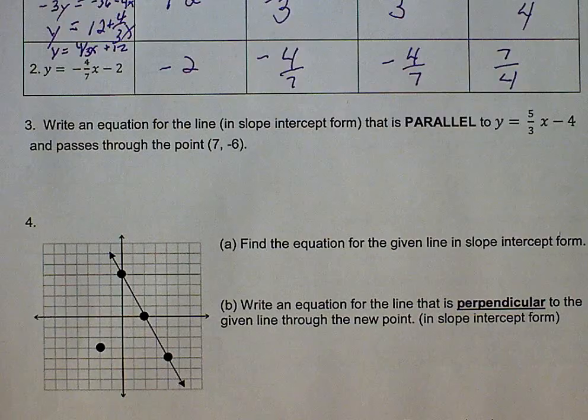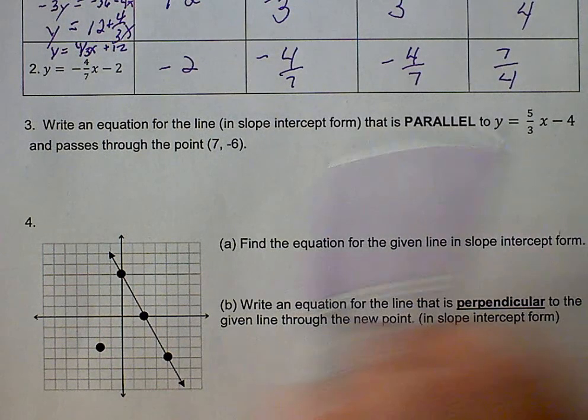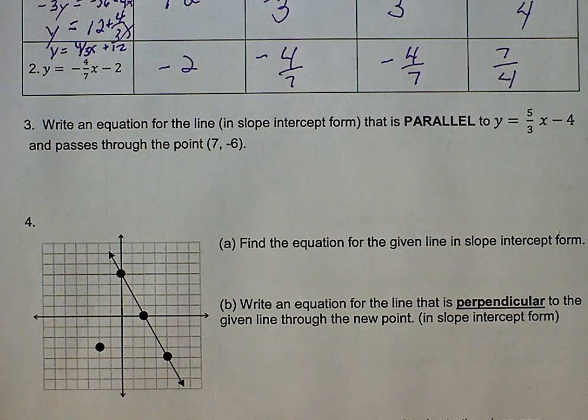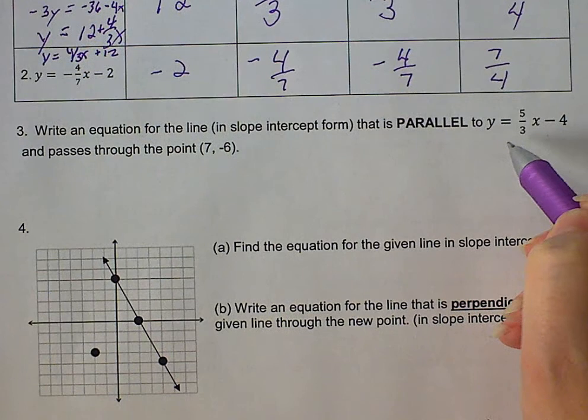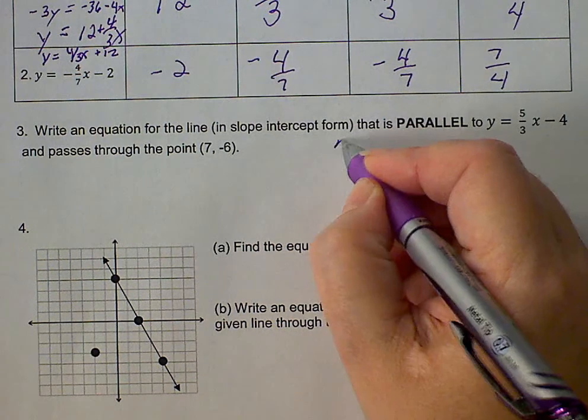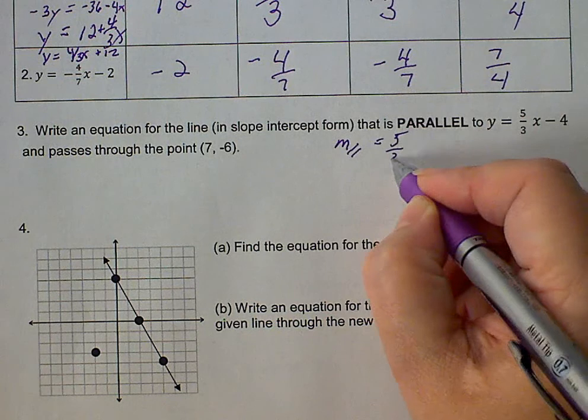We want a parallel to this line, and it's going to pass through the point 7, -6. What is the slope of the parallel line to this? 5/3. So the parallel slope is just 5/3. We just need the number. A slope will always be just a number.